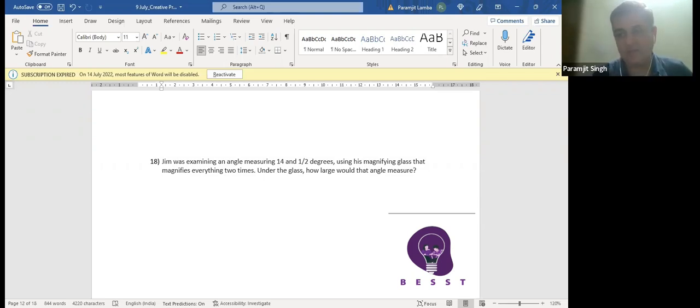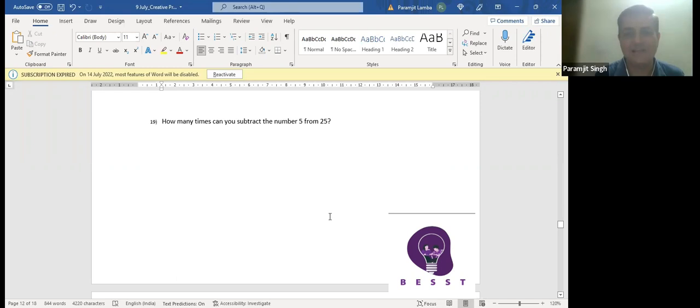Navneet and Devansh, your answer is correct. Jim was examining everything at an angle measuring 14.5 degrees. So he's measuring everything on paper. He's using a magnifying glass that magnifies everything 2 times, which means it becomes enlarged. The angle is not going to change. The angle will remain same on paper. It will appear larger through the magnifying glass. That's all.